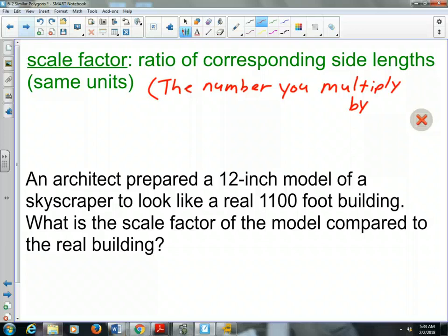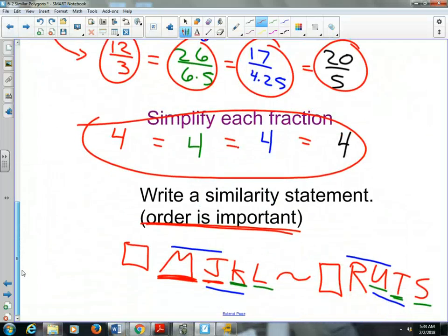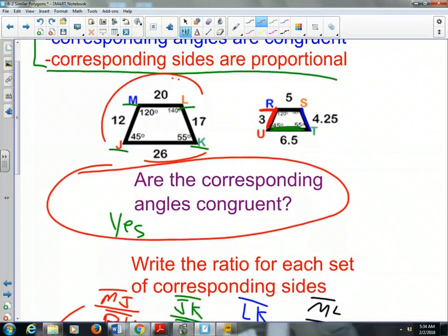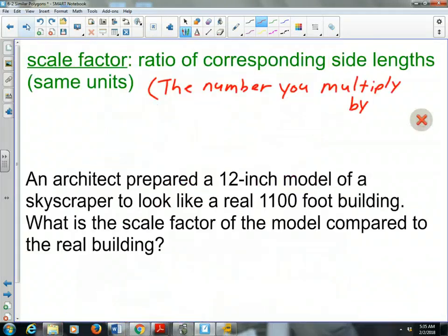On our previous example, the scale factor was this number 4 right here. They all reduced to the number 4. So this figure right here is 4 times bigger than this one. As you can see, 20 is 4 times bigger than 5. So that length is 4 times as large. So the scale factor is the ratio of the corresponding side lengths. On our last example, it happened to be 4 to 1, or 4 times bigger.